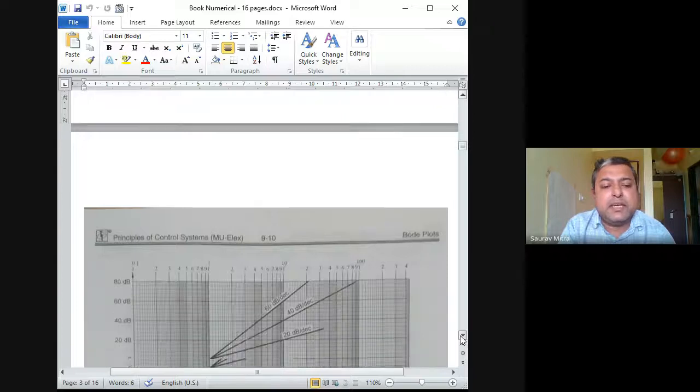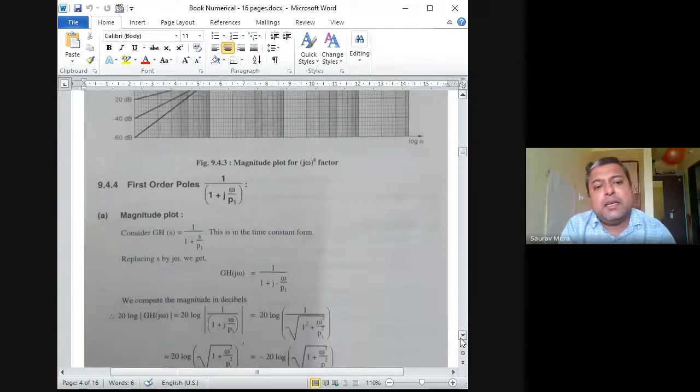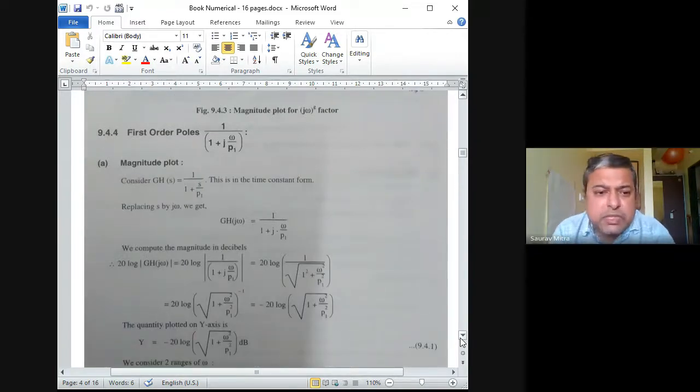So the same thing I had shown here in one graph. So you can see here this is s cube. So s cube is giving you 60 dB per decade, s square is giving you 40 dB per decade, s is giving you 20 dB per decade and accordingly. So those are pure poles and zeros which are there at the origin.